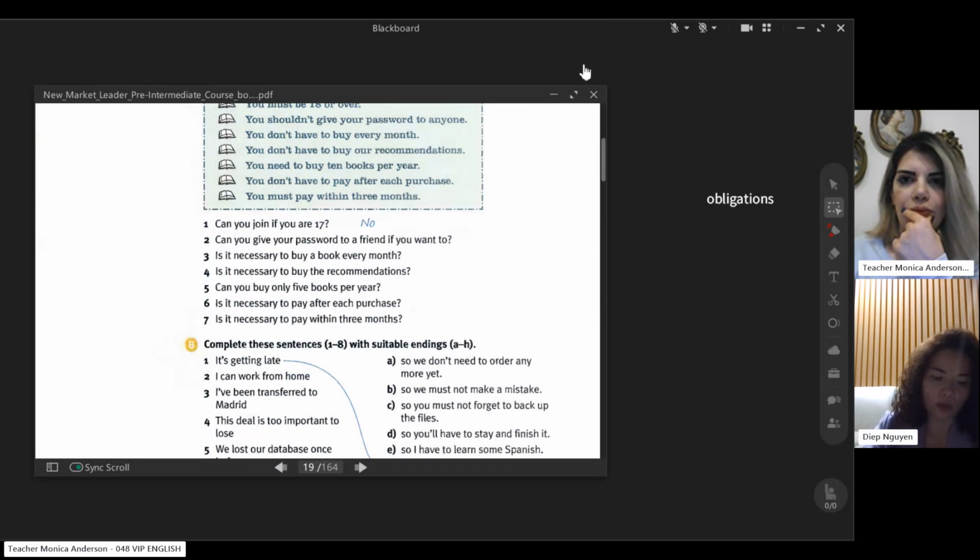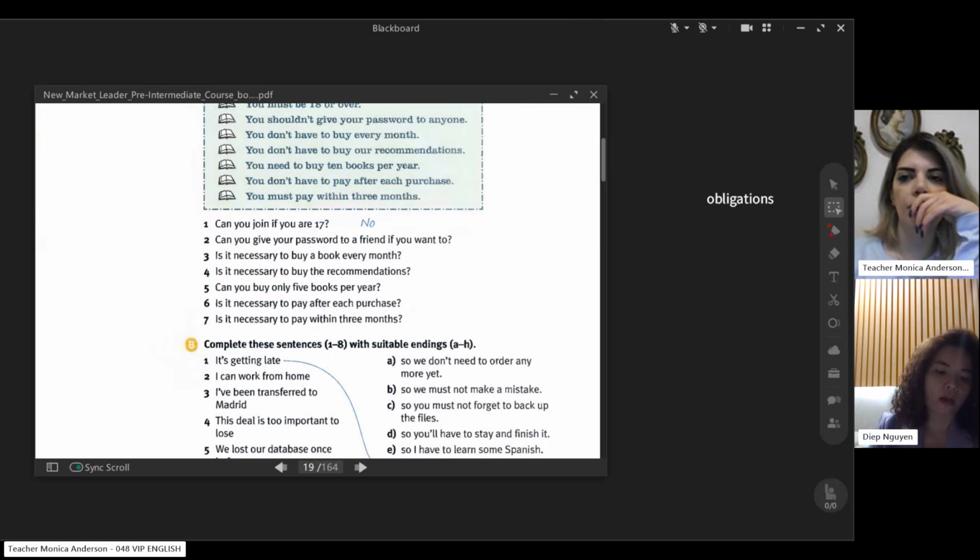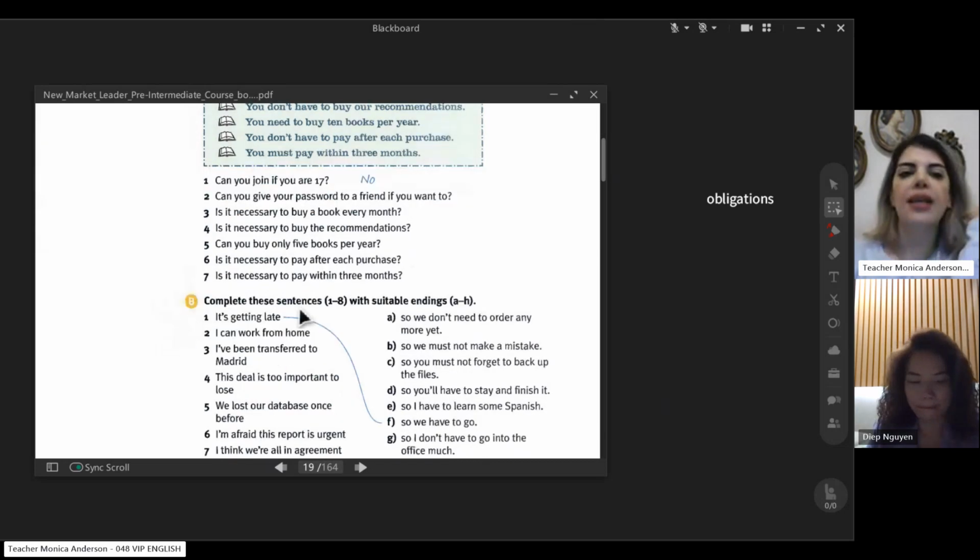So it means you have to pay? No, no, of course you don't have to pay. You don't need to. You don't have to pay, of course. And 7. It's necessary to pay within 3 months. Yes, it is. Very good.